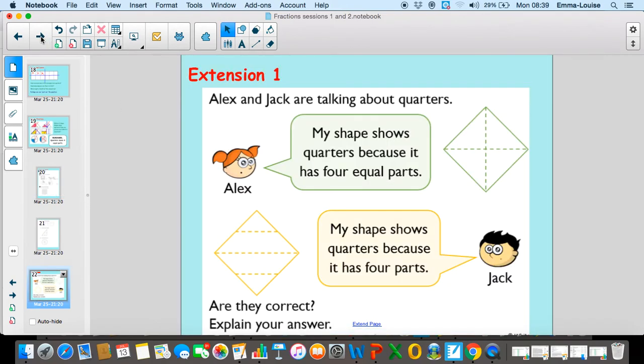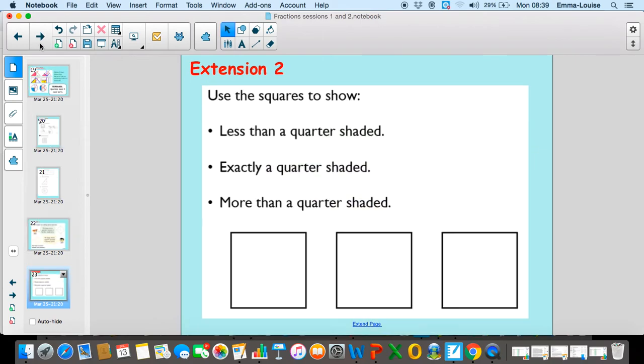When you've done today's worksheet, again on the home learning page, you can go and look at some of those extension activities. So here, Alex and Jack are reasoning about quarters. You can look at what they're saying and see who you agree with and explain why. You can use the squares to show different fractions. So it says, can you show less than a quarter coloured in, exactly a quarter coloured in, and more than a quarter coloured in?